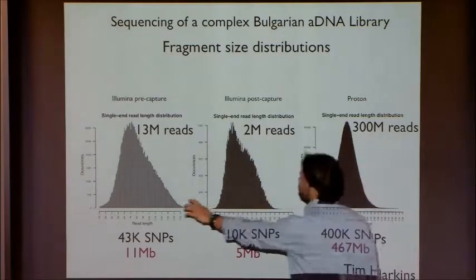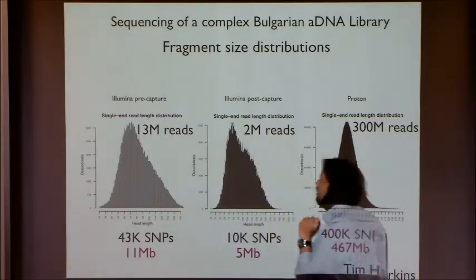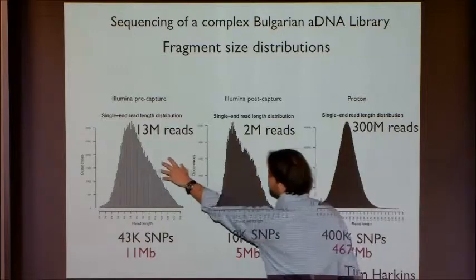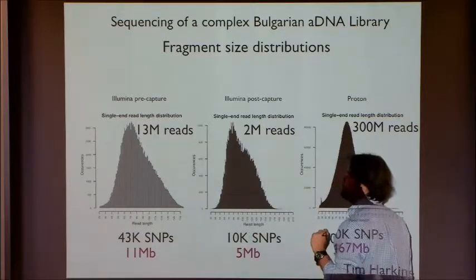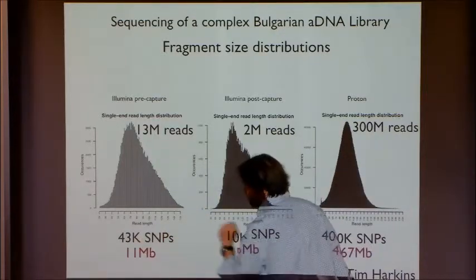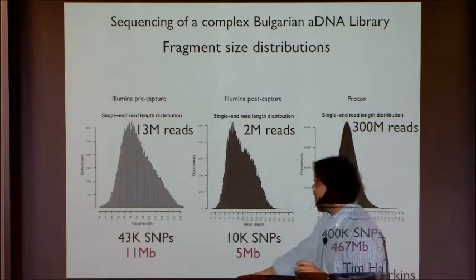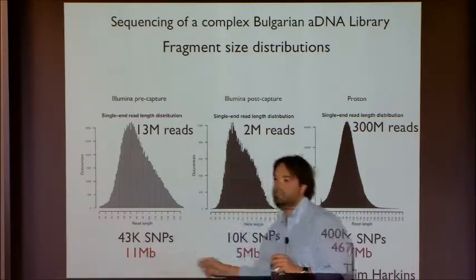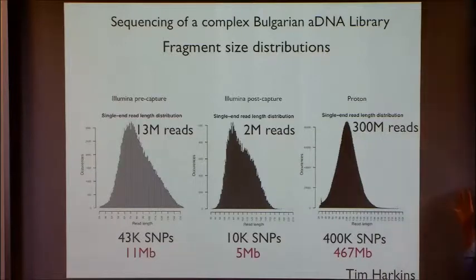In this case, this is what the Illumina pre-capture was. It's about 13 million reads. From those 13 million reads, you call about 43,000 SNPs, and you have about 11 megabases of the human genome that this is mapping to. So definitively not a high-coverage genome, right?